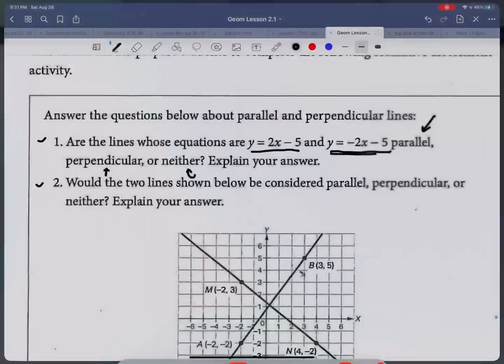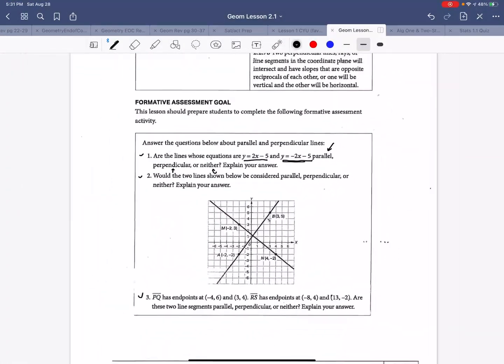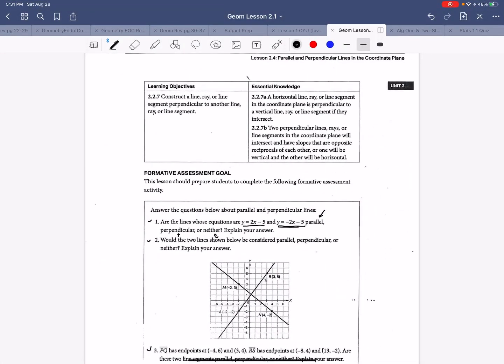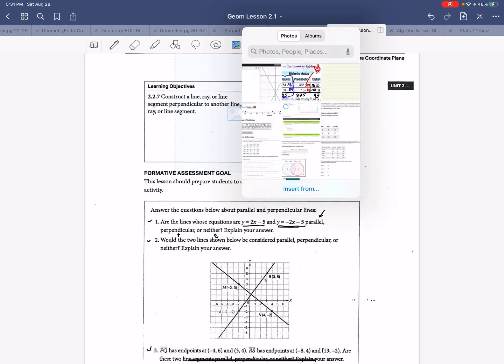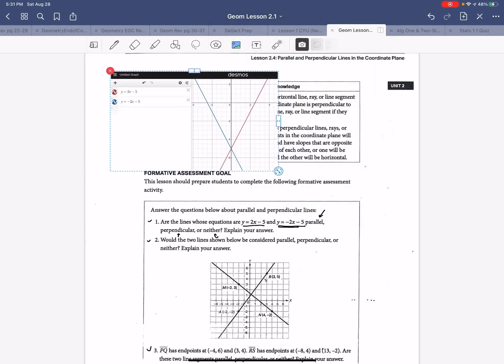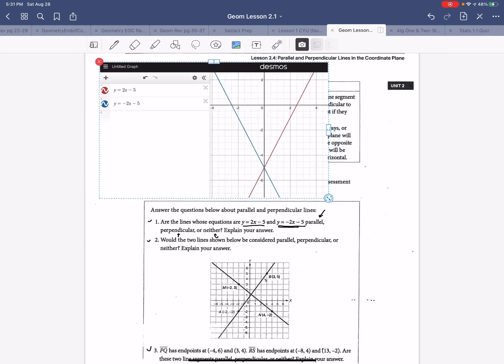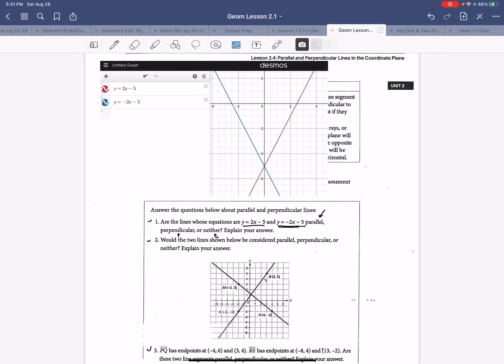And now I'm going to go back to my worksheet. So you might want to jot this, like I said, on another piece of paper. I'm going to stick it up above here, right here. So I noticed that, so question number 1, I'm going to say neither.